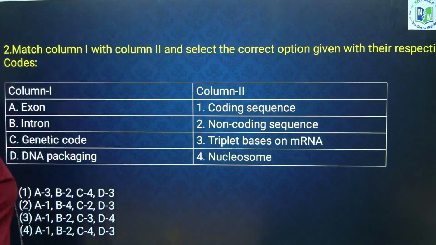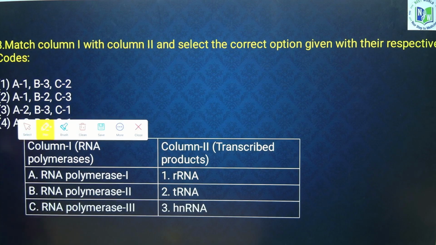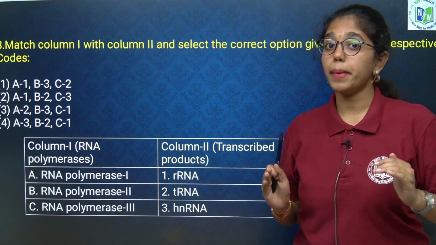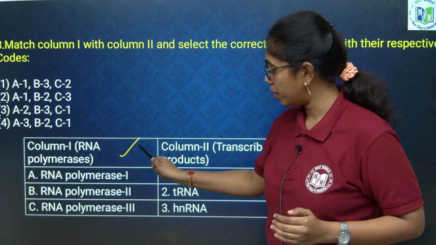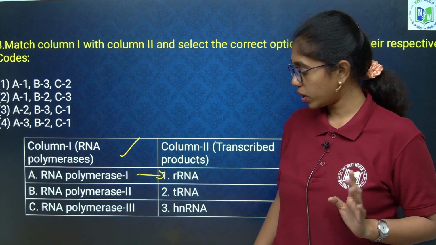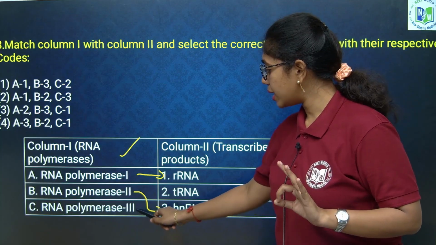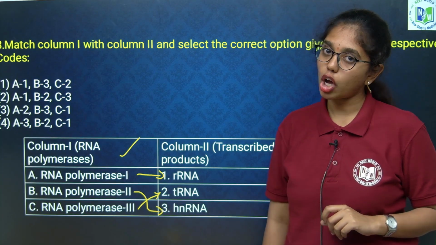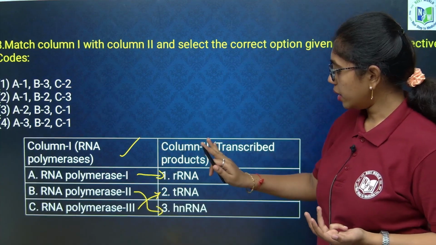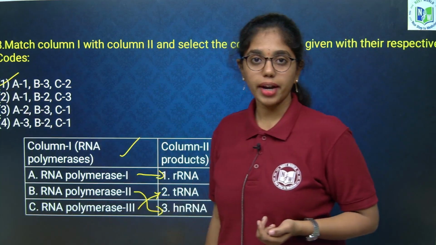Next question: in column 1 RNA polymerase is given, and in column 2 what it synthesizes is asked. Always fix this in your mind, as many times the question is asked from RNA polymerase. RNA polymerase 1 will synthesize the structural RNA, that is rRNA. RNA polymerase 2 will synthesize mRNA or messenger RNA. RNA polymerase 3 will synthesize tRNA, which is also called soluble RNA. So if you look into the options clearly, A is 1, B is 3 and C is 2. Option 1 is the correct answer.